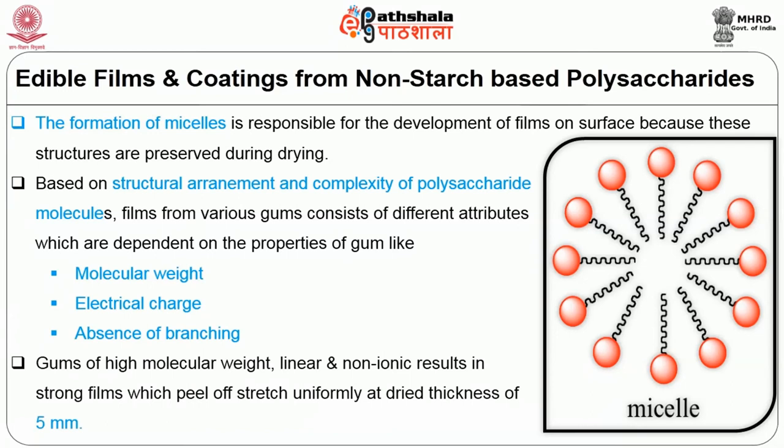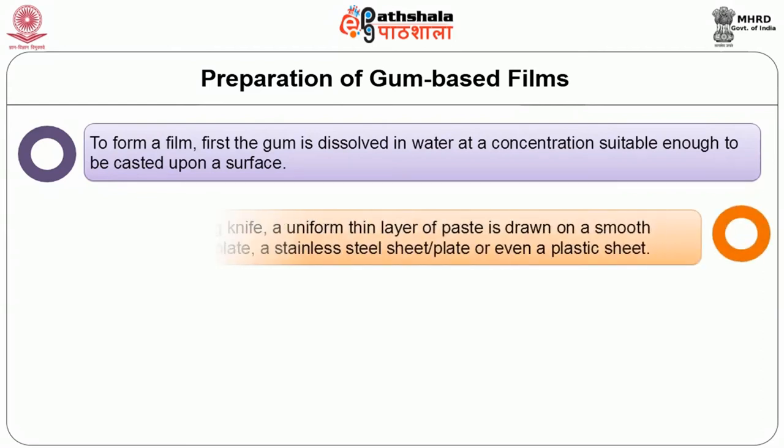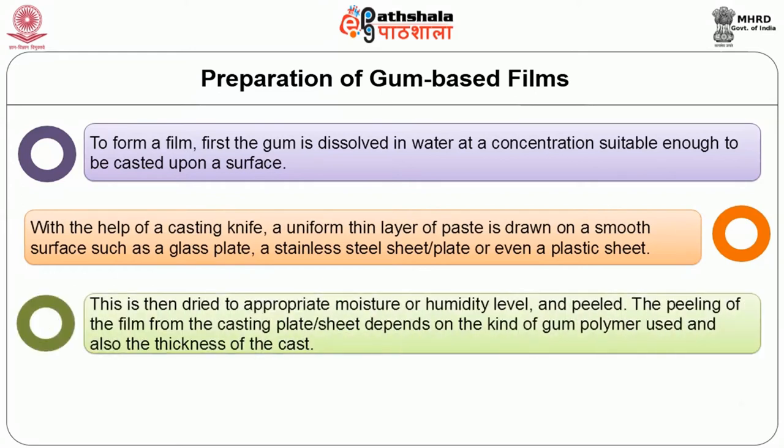In other words, gums that are of high molecular weight, linear and non-ionic result in strong films which peel off at a stretch uniformly at a dry thickness of 5 mm. To form a film, first the gum is dissolved in water at a concentration suitable enough to be cast upon a surface. With the help of a casting knife, a uniform thin layer of paste is drawn on a smooth surface such as a glass plate, a stainless steel sheet, or even a plastic sheet. This is then dried to appropriate moisture or humidity level and peeled.